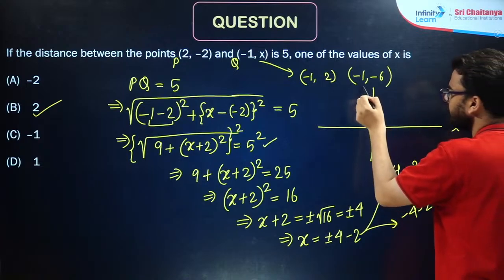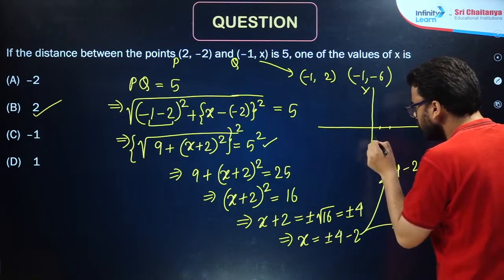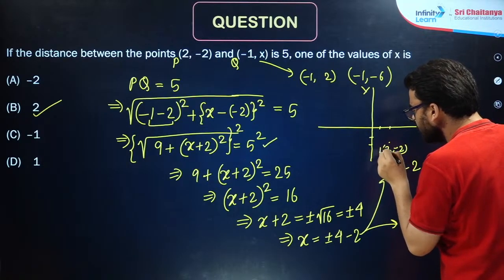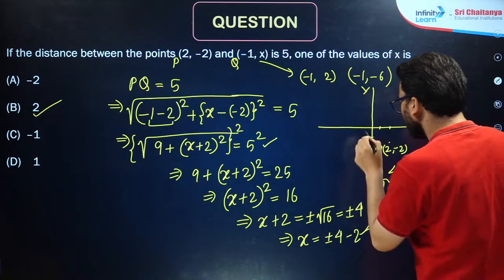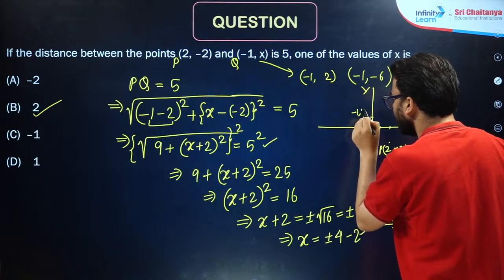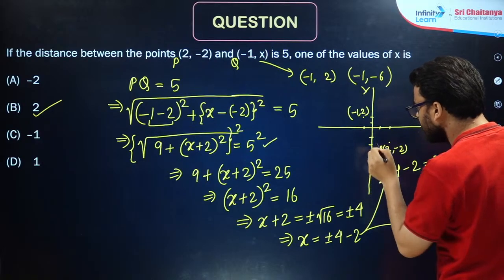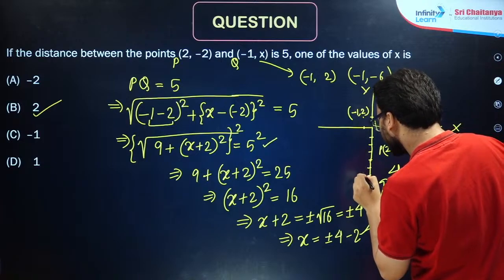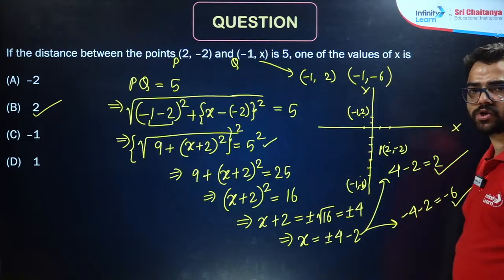You see the x-axis and y-axis. That point is 2 comma minus 2. 1, 2, 1, 2. 2 comma minus 2 is somewhere over here. Correct? This is P, 2 comma minus 2. Then we have minus 1 comma 2. So minus 1, 1, 2. Somewhere over here you will get minus 1 comma 2. And then this is minus 1 comma minus 6. You see this? This is minus 2, minus 3, minus 4, minus 5, minus 6. So somewhere over here you will get minus 1 comma minus 6. Have you got this situation over here?